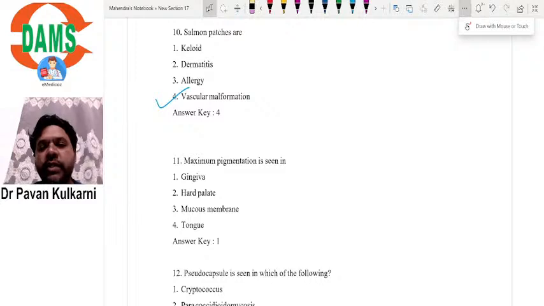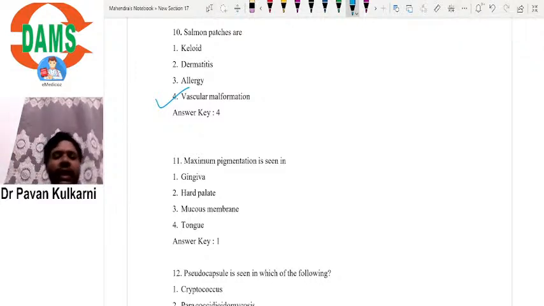Maximum pigmentation is seen in which part of the oral cavity? The maximum pigmentation we see in gingiva, because melanocytes are maximum in gingiva. Your second area, if you have to choose, is the hard palate. The most common area will be characteristically gingiva. Gingiva has typical racial pigmentation. It has physiological pigmentation because of the melanin. That depends. Sometimes in normal healthy individuals also you will see a lot of melanin pigmentation in the gingiva. The most common area where you see oral pigmentation physiologically is gingiva.